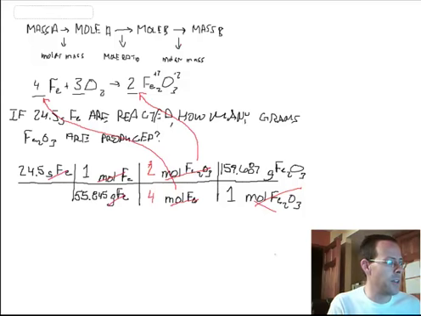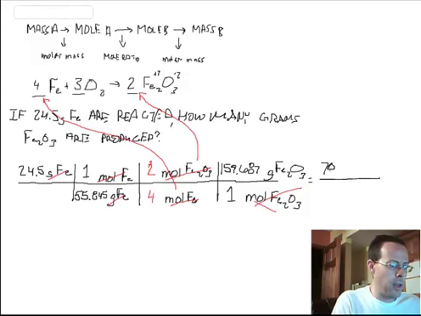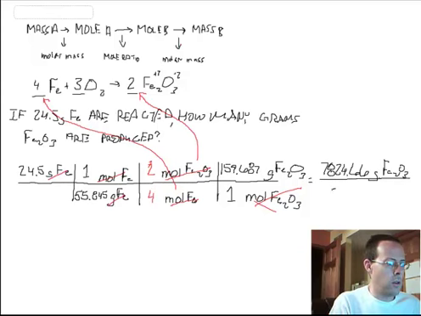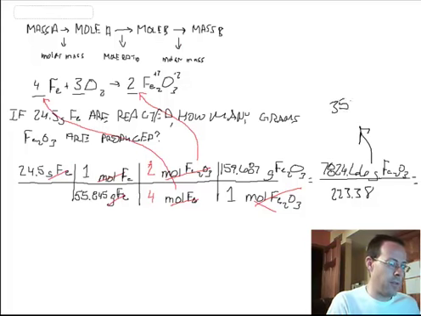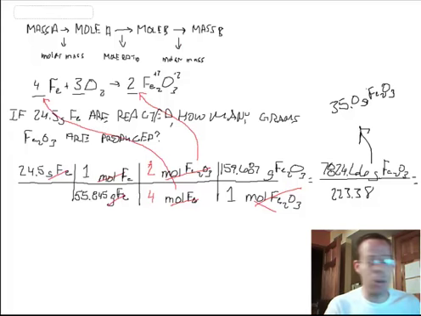So the next thing I'm going to do is multiply across the top. When I multiply across the top, I get 7,824.66 grams of Fe2O3. And when I multiply across the bottom, because I have no units, I just get a value, and that value is 223.38. Alright, now I just have to simplify that. When I simplify that, I get my final answer. My final answer is 35.0 grams of Fe2O3. Alright, and that is a mass-to-mass stoichiometry problem.